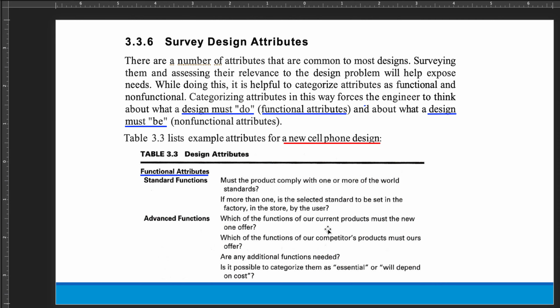So we understand what a functional attribute of a cell phone is, and so a new cell phone design would have to look at different functions and compare itself with others by maybe looking at standard functions that it executes and advanced functions that might be in the design coming up that you need to put in.